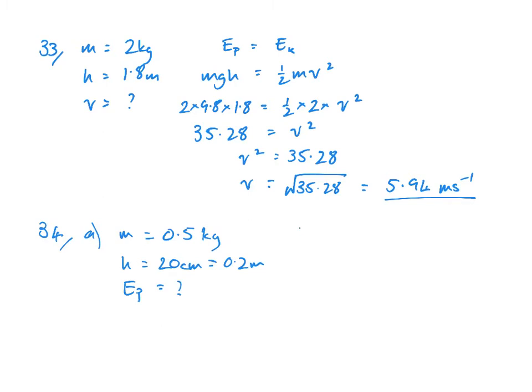So we would be expected in an exam to fill in g, although remember it is given in the data sheets at the start of the multiple choice paper. 0.5 times 9.8 times 0.2, and that gives us the answer, 0.98 joules.